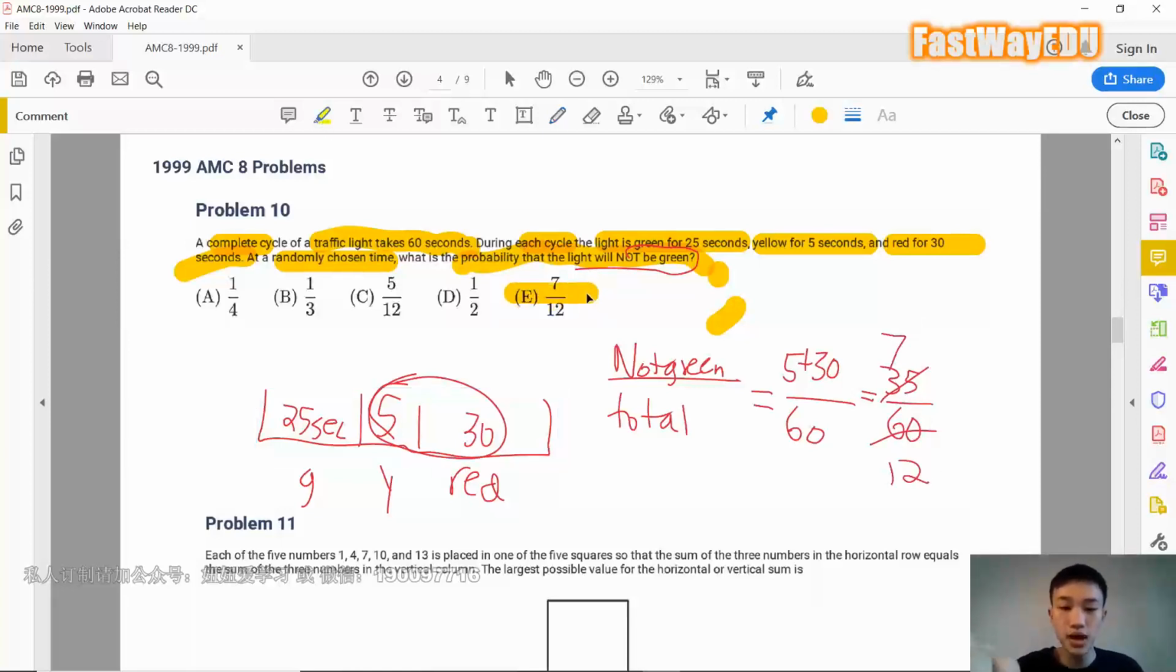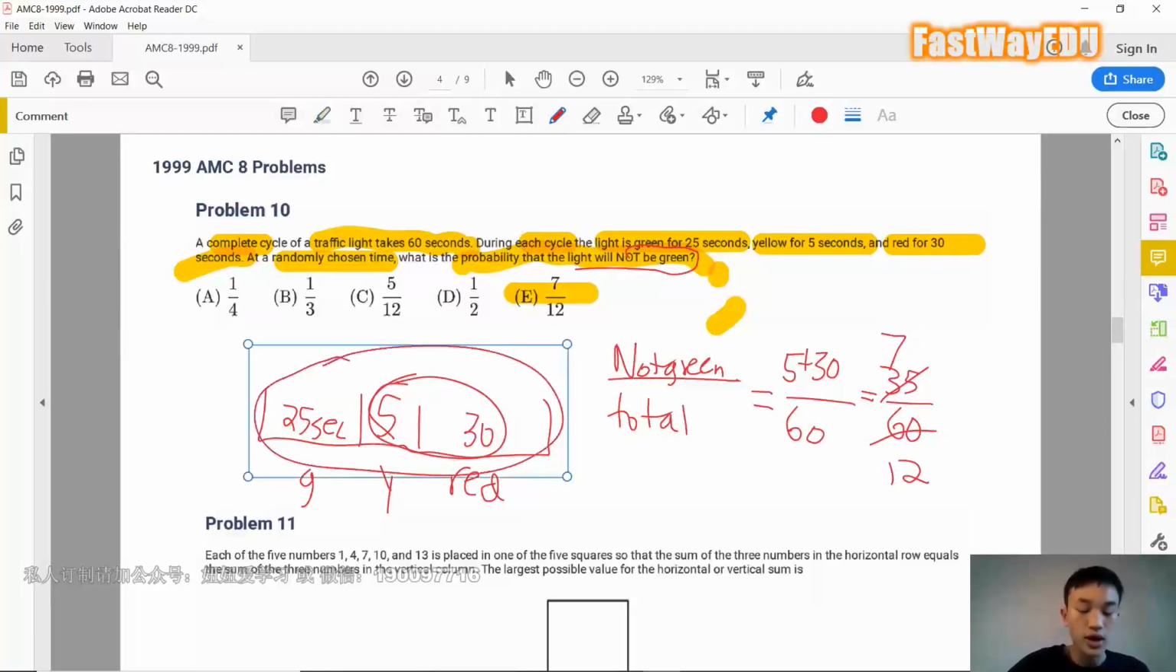And since this probability is for this one small cycle, it's also going to apply over a randomly chosen time, like across a whole day, right? Because each of these cycles, like I said, are completely identical, so you only have to look at one cycle.